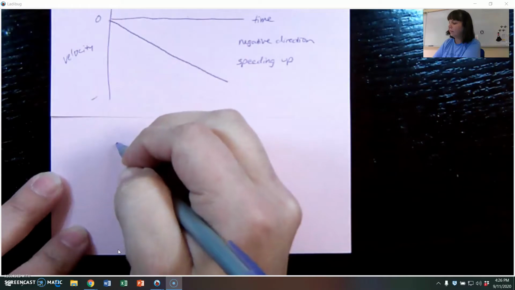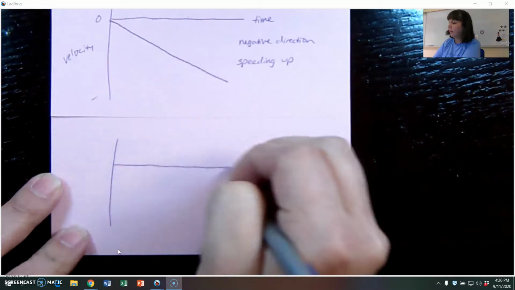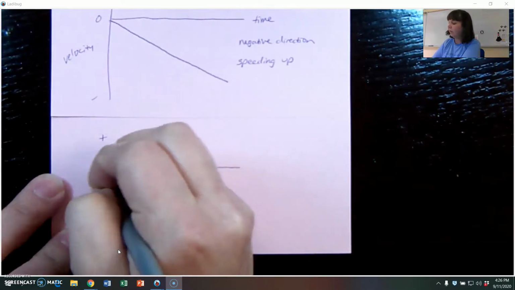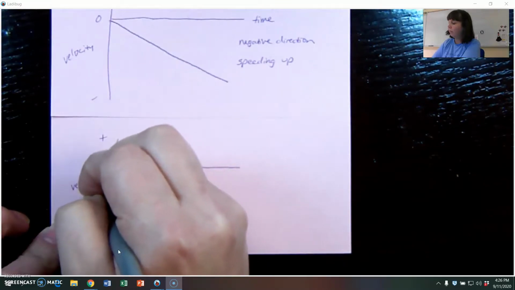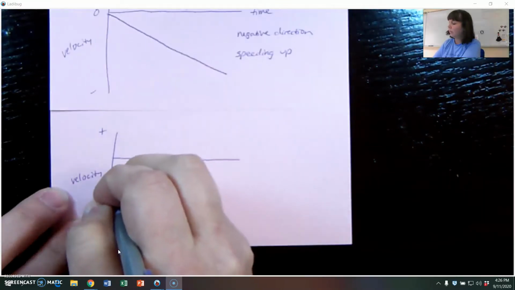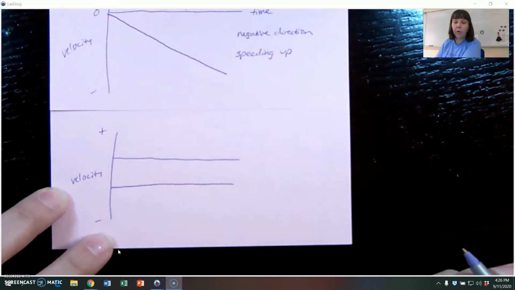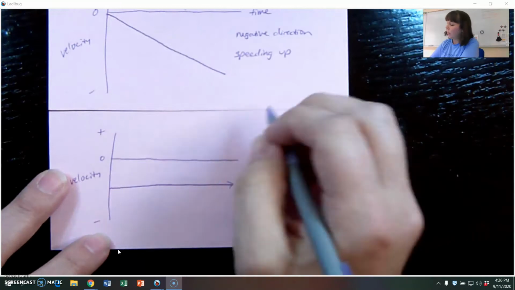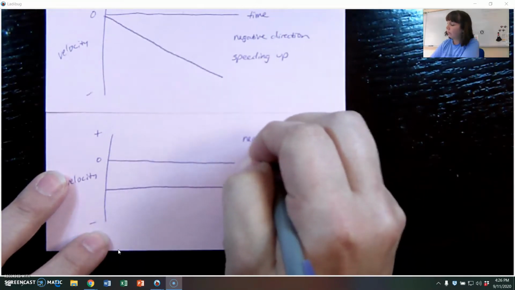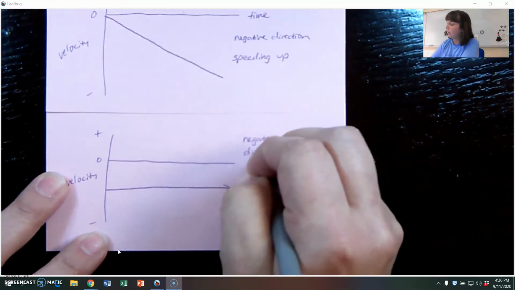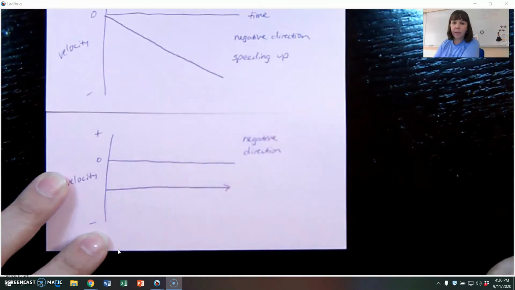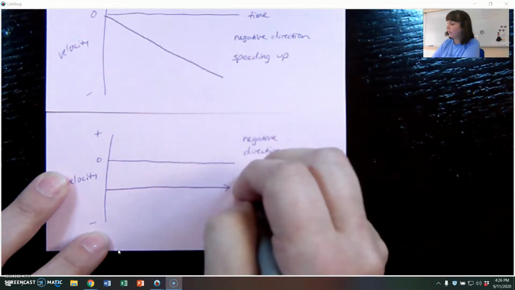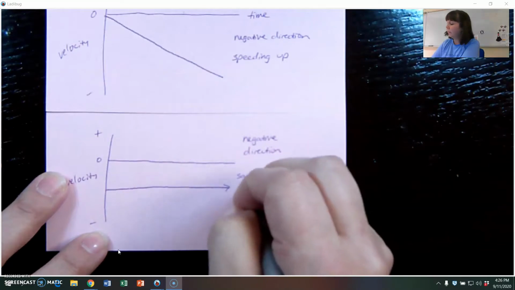All right. And then finally, our horizontal line. We are going in a negative direction. Okay, negative direction, same speed.